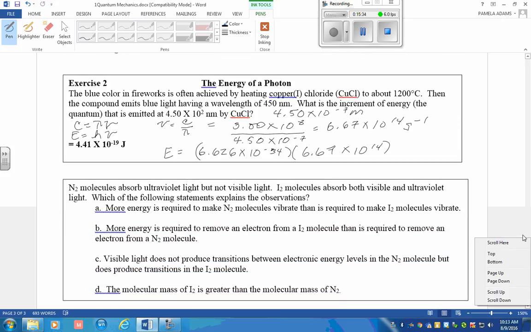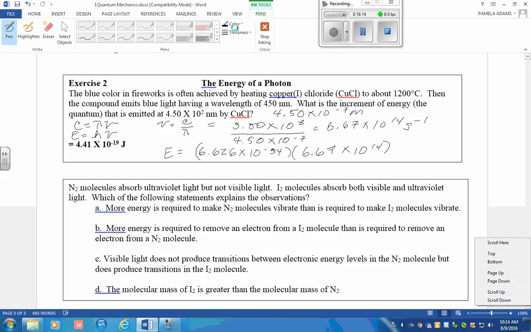Okay, here's the thought process for you. N2 molecules absorb ultraviolet light, which is of higher energy than visible light. I2 molecules absorb visible and ultraviolet light. Which of the following statements explains the observation? More energy is required to make the N2 molecules vibrate than is needed to make the I2 molecules vibrate. I think that answers the question here.